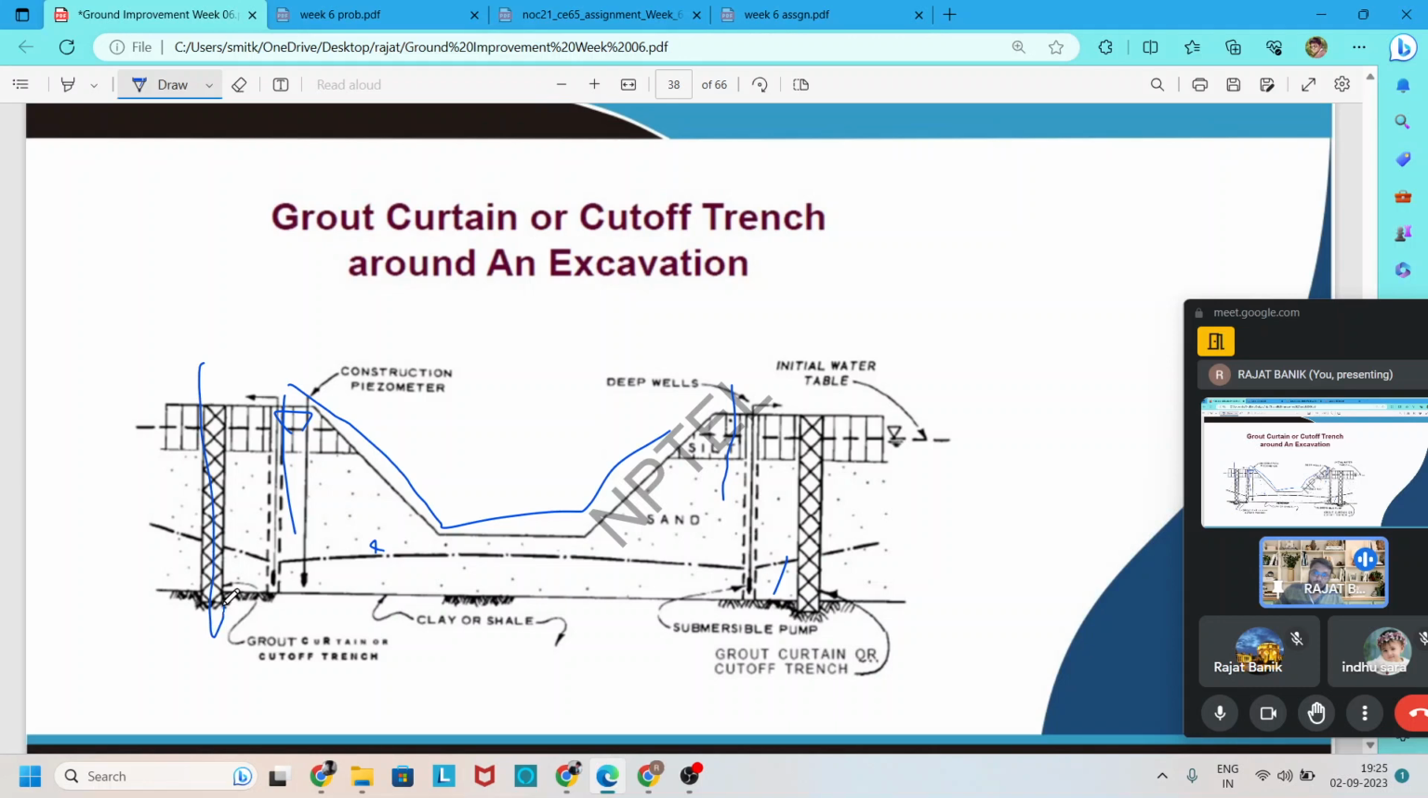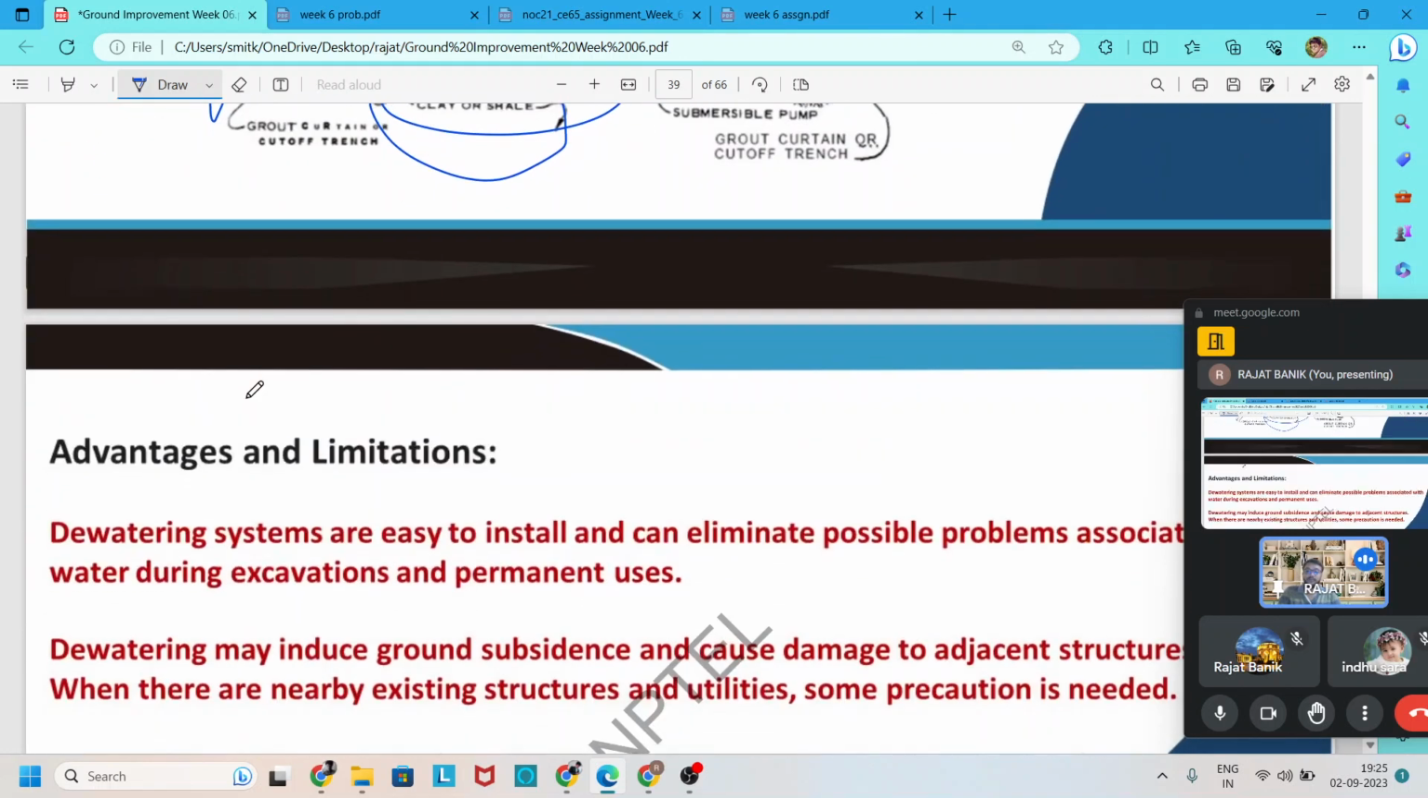a barrier wall is created. This barrier is nothing but the grout curtain or cut-off trench. Due to this cut-off trench, water cannot enter the excavation level. So the excavation may be safe from the surrounding soil. This is one of the arrangements we can also use on our construction site.